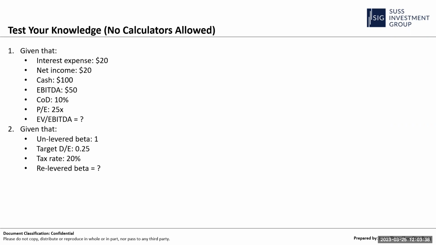Your debt over equity is 0.25. So this will give you 0.2. And 1 plus 0.2 is 1.2. And then your unlevered beta is 1. So your levered beta is equal to 1.2, once you just take 1 times 1.2.